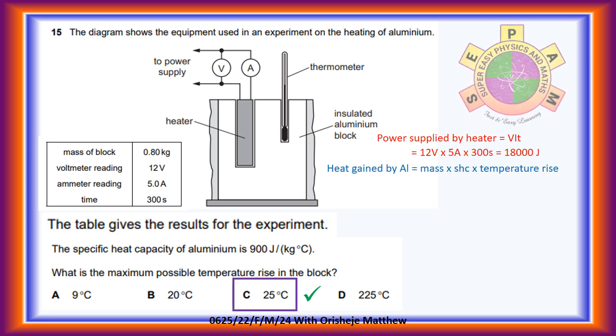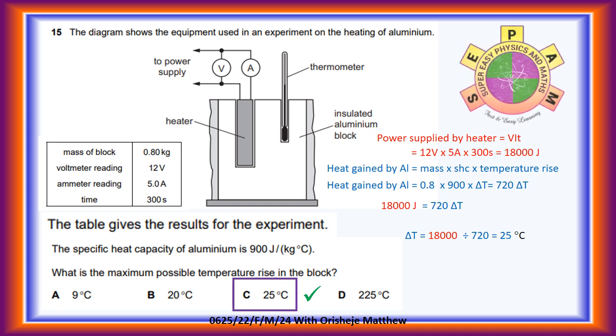Heat gained by block is equal to the product of mass, specific heat capacity and temperature rise. Heat gained is equal to 0.8 times 900 times delta T, which is equal to 720 delta T. Since heat supplied is equal to heat gained, 18,000 joules is equal to 720 delta T. Delta T is equal to 18,000 joules divided by 720 to give 25 degrees Celsius. The correct option is C.